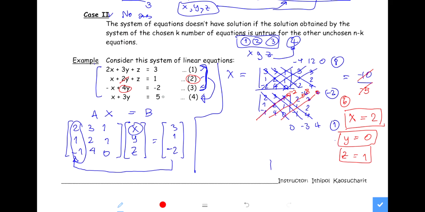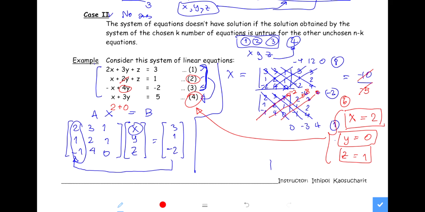Okay, so now I chose equations 1, 2, 3 to find x, y, and z. But I have like 4 equations, right? This one is unchosen. So whether this system of equations has an answer or not, we have to check at this one. So let's take all of them, put them back there. Is it true or not? Okay, x is 2, y is 0. So 2 plus 0 is equal to 5, which is not true.